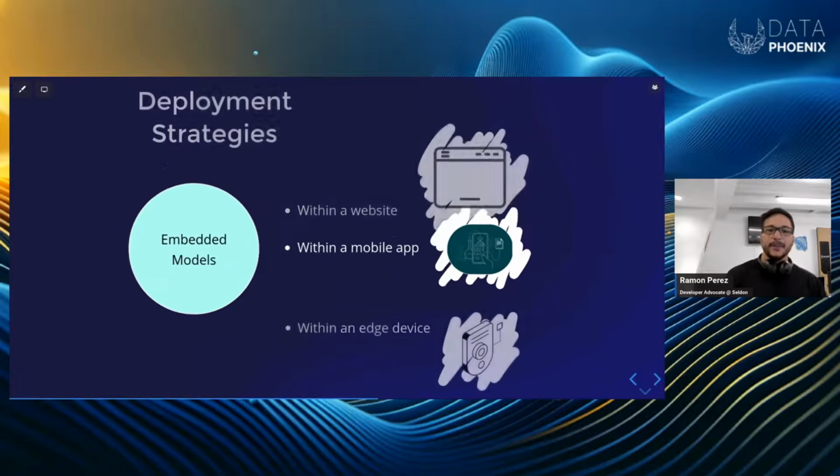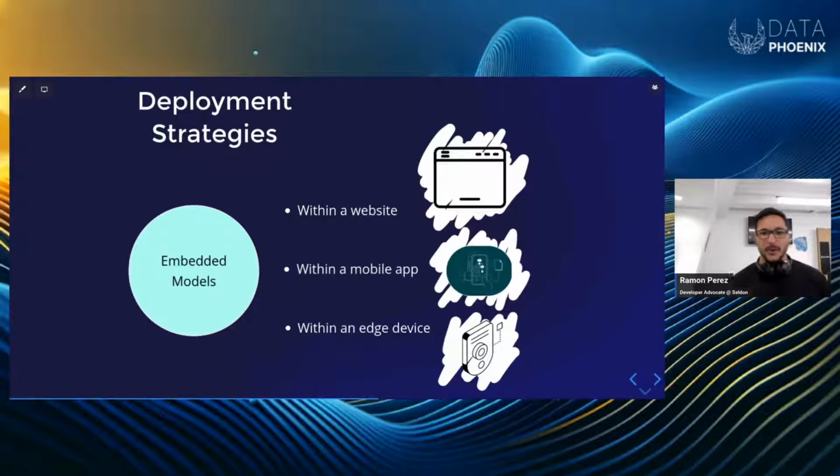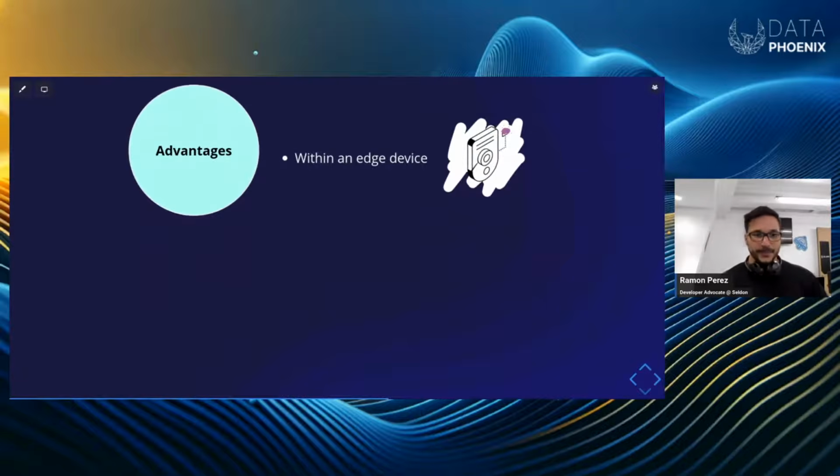And then, okay. So now that we talked about within mobile device, let's talk about within an edge device situation. So what are the advantages? Very low latency. You're going to have a small model inside. For example, here I have a camera. Say, for example, you train a model to recognize all of your relatives, and then you put that model inside.